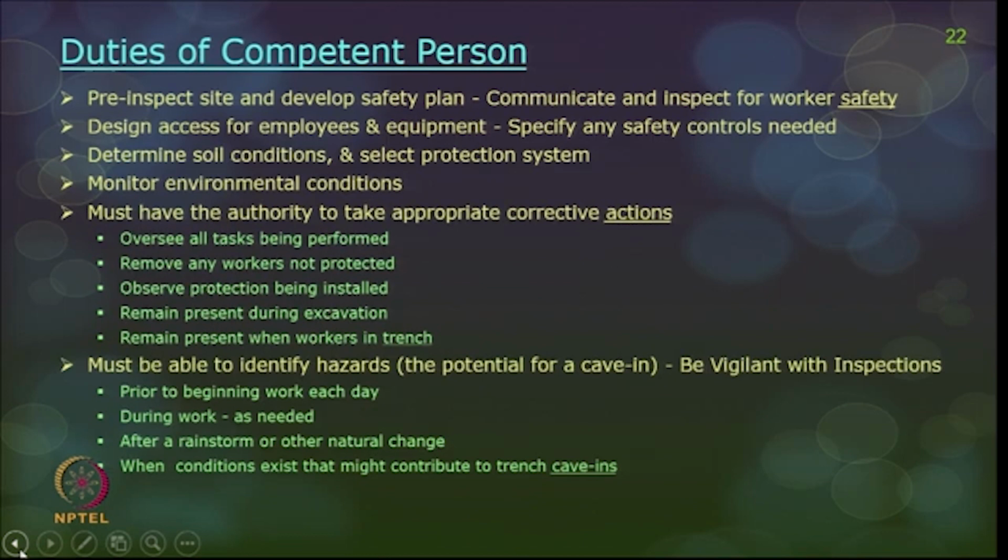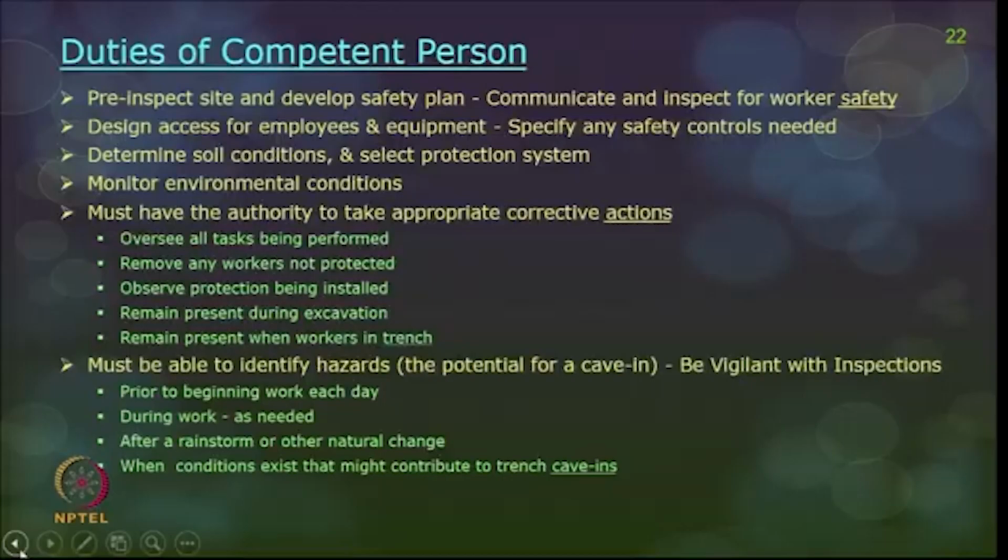So, this competent person or site engineer should be available at all times when the excavation work is going on. And they also have to remove any workers who are not protected properly, or who do not have proper PPE, or who are not in a proper safe place inside the excavated pit. Observe the protection when it is installed also, remain present during the complete excavation, and remain present when workers are inside the trench. Okay?